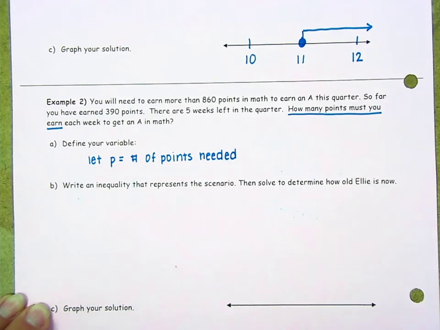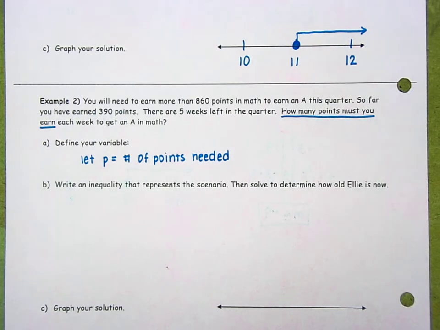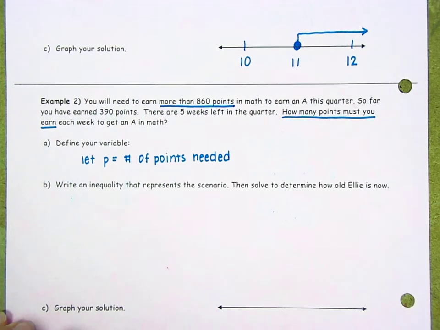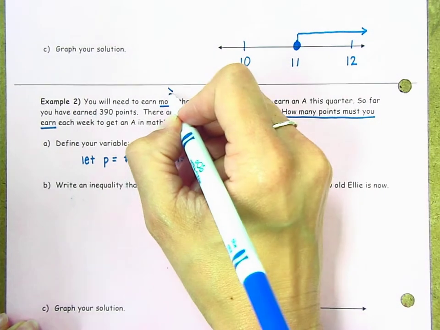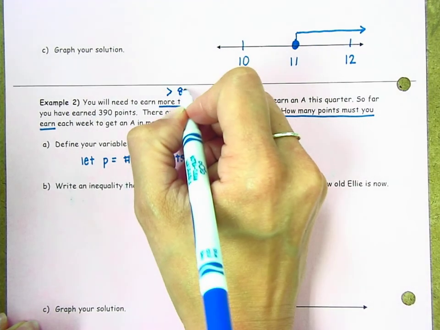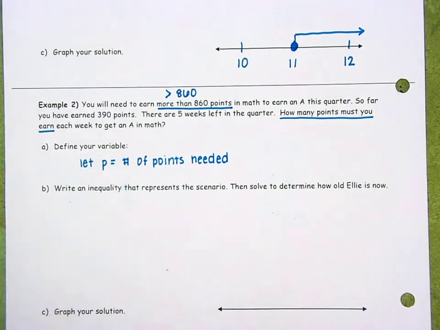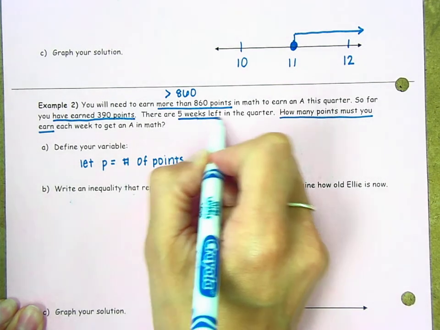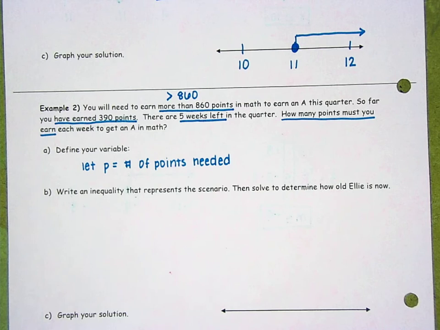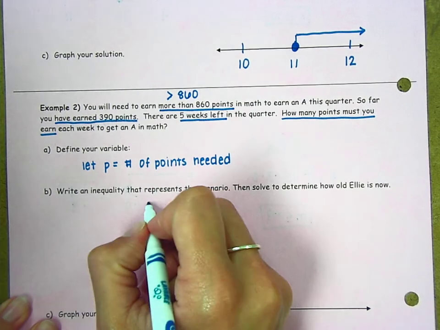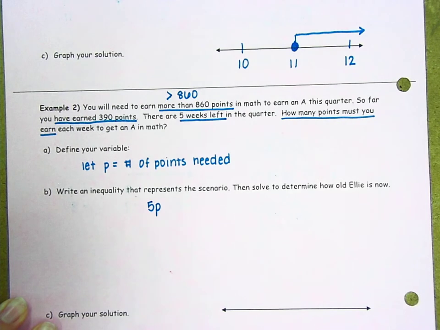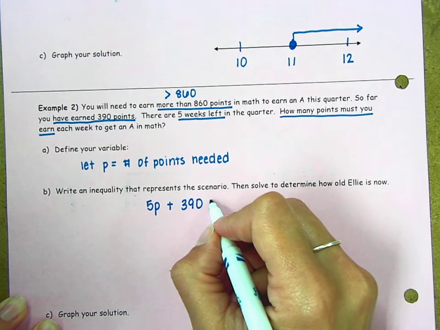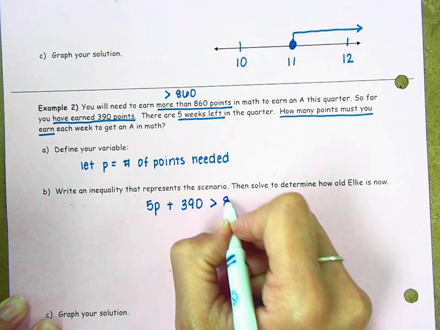Next, I want to think about what inequality symbol am I going to need to use here. So my keyword that I see is that we need to earn more than 860 points. More than means greater than, and it has to be greater than 860. We also know that so far we have earned 390 points, and there are 5 weeks left in the quarter. So we have 5 weeks to earn these points. So 5 weeks to earn points would be 5p plus the 390 points that we've already earned must be greater than 860.